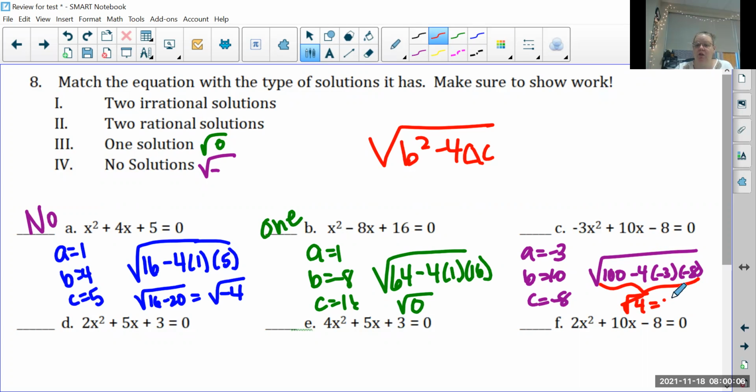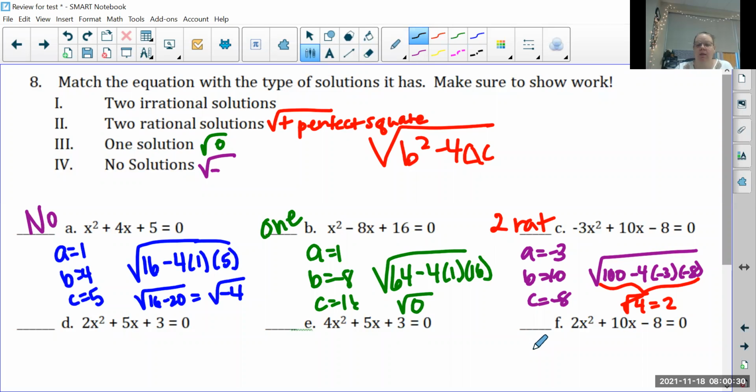The square root of 4 is 2, which is a nice perfect whole number. So whenever we get a nice number here, a perfect square answer, that means that we're going to have two rational solutions. So whenever we get a square root with a positive perfect square, we're going to get two rational solutions.